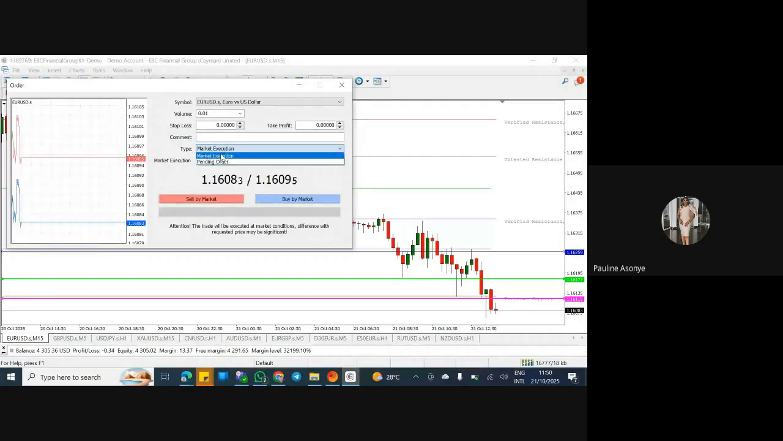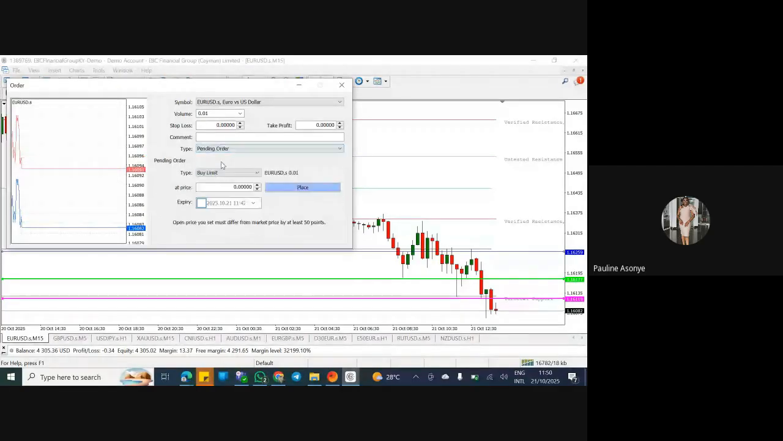You see, I told you there are two types of execution, market execution and pending order. Because it's a pending order, I'll click on what? Pending order. By default, you see maybe the last thing you used, or at least buy limit. But because you want to look at buy stop for Euro USD, Mr. Humphrey will scroll down and click on what? Buy stop. At price, are you seeing it? At price, that's where he's going to put it.